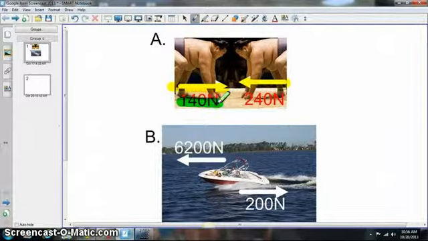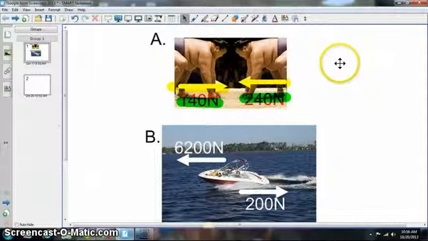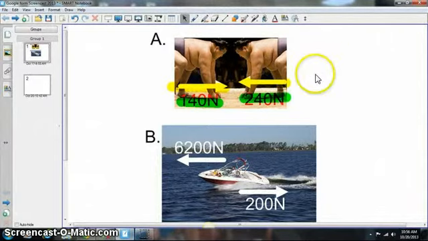You'll notice that the sumo wrestler on the left is going to apply 140 newtons of force to the right. And then the sumo wrestler on the right is going to apply 240 newtons of force to the left. So what that means is that we will have to take the difference between the two. And then whichever is the stronger force, which would be the 240 newtons, that's the direction in which the vector force is going to continue to move.